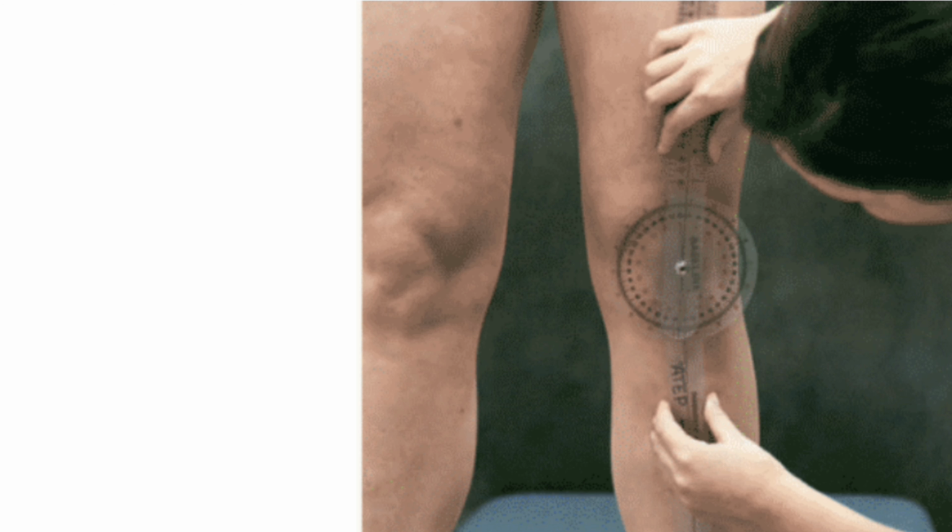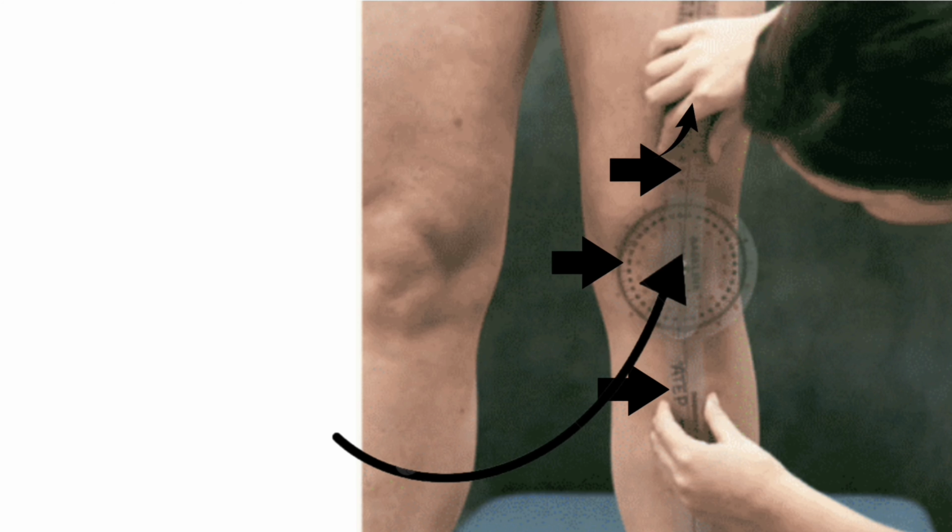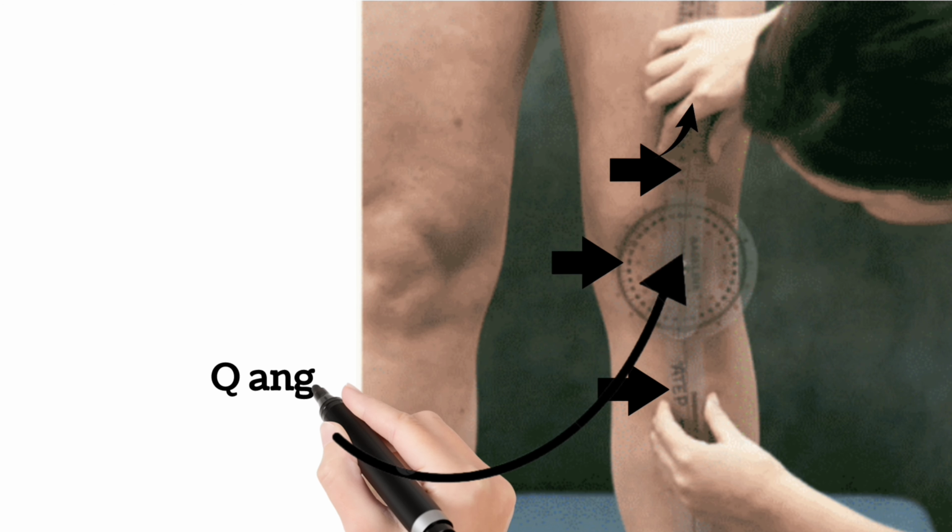To measure the Q angle, place the center of the goniometer over the center of the patella. Position the bottom arm in line with the patellar tendon and tibial tuberosity. Next, position the upper arm in such a way that it points directly at the anterior superior iliac spine. Now, the angle formed here is your Q angle.